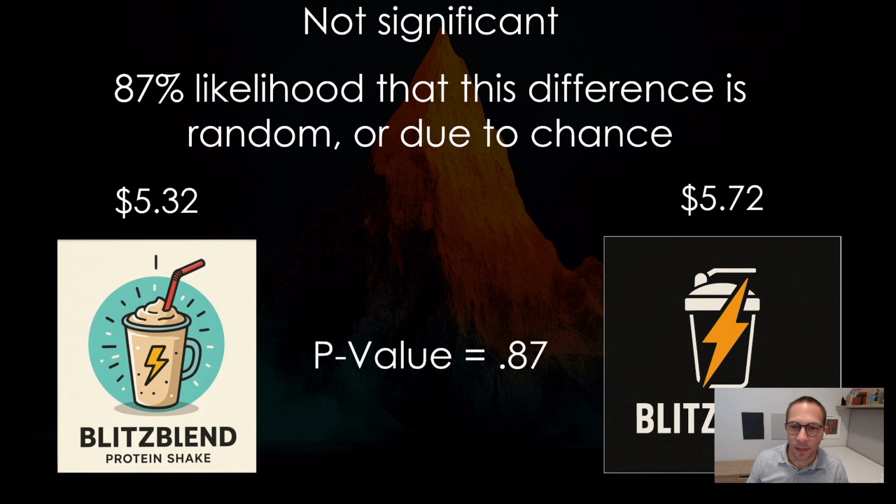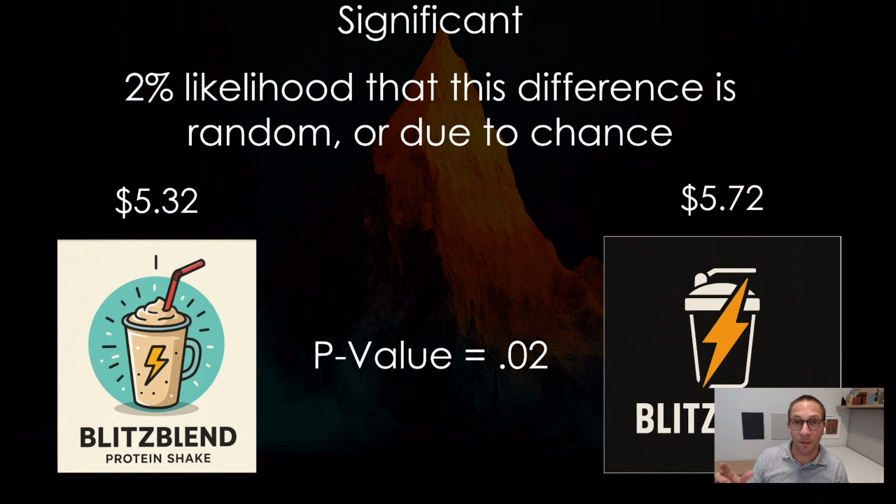That would be the case here. If there's an 87% likelihood that this difference is due to chance, next time we run a test on these two, the logo design on the left might be higher. They might be tied. Who knows what it is? We can't determine which logo design is the better logo design because that chance is too high. And so we treat it like a tie. However, in cases where the p-value is significant, then you can determine, okay, it looks like the logo design on the right, people are willing to pay more for that. Let's go with that one.